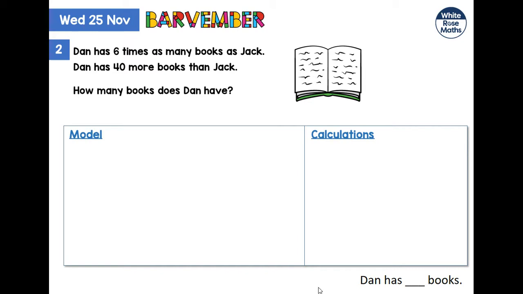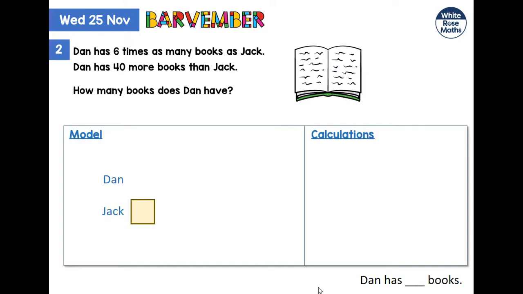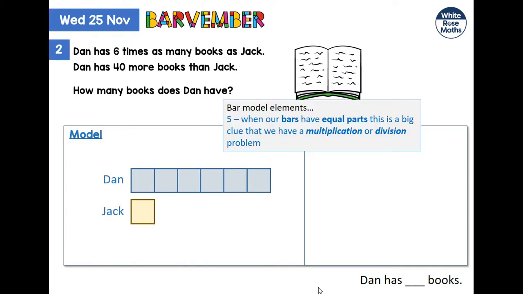Question 2. As always, how many bars have we got? Well, this story looks as if it's about Dan and Jack, so we're going to try with 2 bars. And Dan's bar is 6 times as long as Jack, and we've indicated that by splitting it into 6 parts, and those are 6 equal parts.